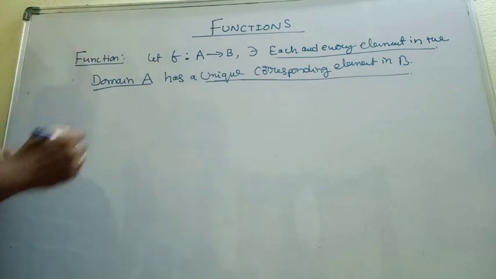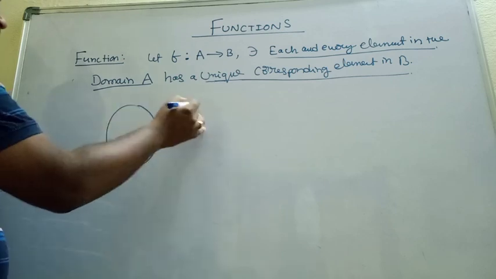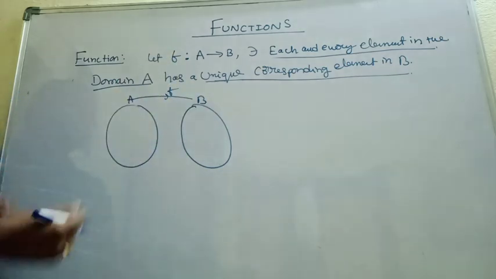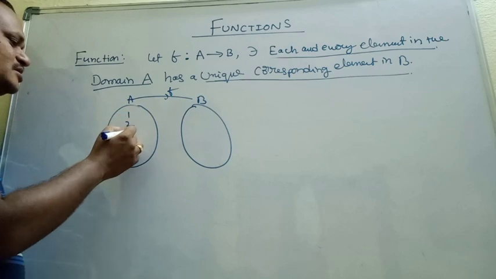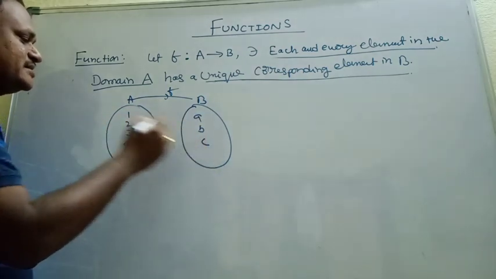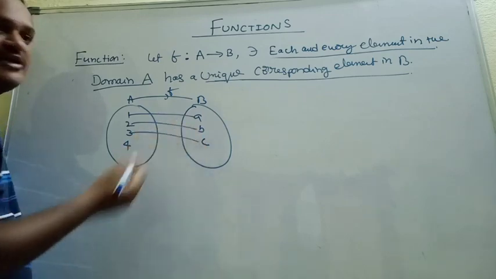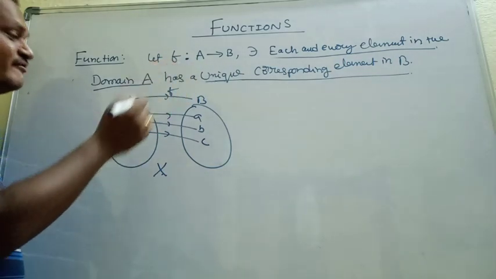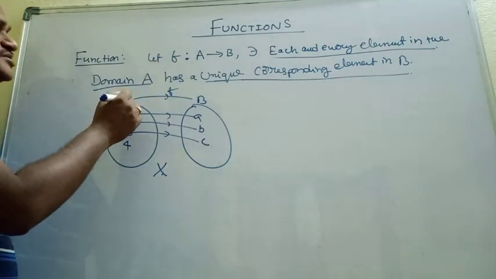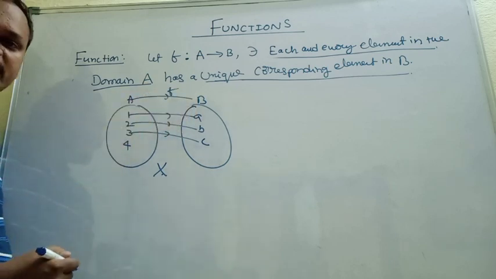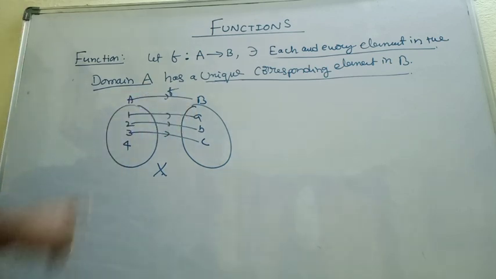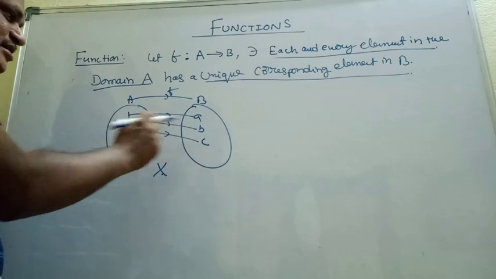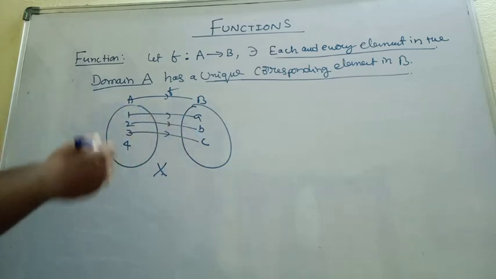Suppose we are going to observe some examples like this. A, B we have here. f is a function if we say that, suppose I have here 1, 2, 3, 4 and A, B, C: 1 with A, 2 with B, 3 with C. Is it a function? No, because we said that each and every element in the domain A, here A is called the domain and B is called the codomain, should have a correspondence. This is not a function, because here 4 is not mapped at all. It does not have a correspondence. That's why it is not a function.